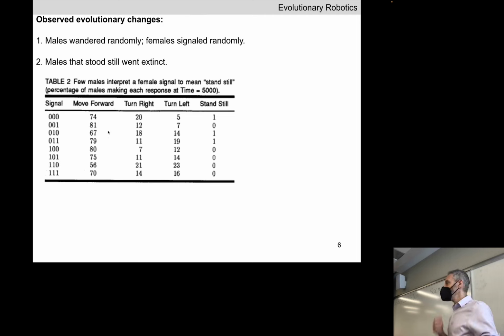Most of the time they're moving forward. A minority of the time, every once in a while, they will stay where they are and turn 90 degrees to the right or 90 degrees to the left, and no males are standing still anymore. So evolution is starting to occur in this population of 1,600 agents already.